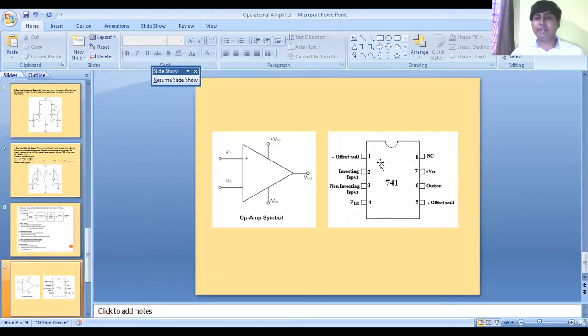So again I will repeat: 1 negative offset null, 2 inverting, 3 non-inverting, 4 minus VCC, 5 plus offset null, 6 output, 7 plus VCC, 8 is NC, that means not connected. There is no connection to pin number 8, but to be symmetric, we have considered 8 pins.